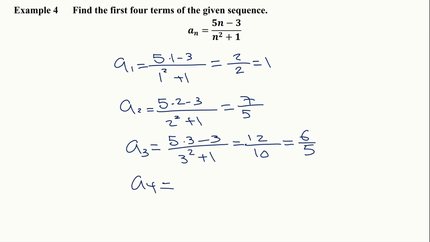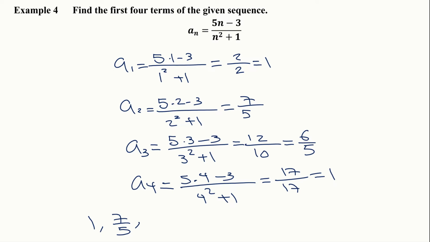And A4 is going to be 5 times 4 minus 3 over 4 squared plus 1. So it's going to be 20 minus 3, which is 17, over 16 plus 1, which is also 17. So we get 1. So we can write it out as 1, 7/5, 6/5, 1, and then we can put dots for continuation. All right, that's how you do that one.